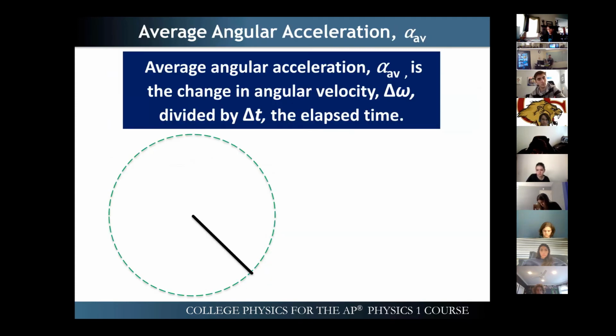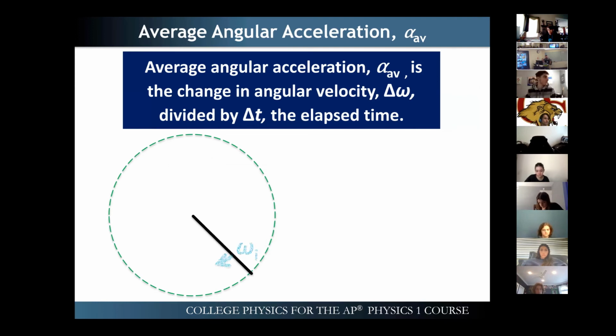All right, let's wrap it up with angular acceleration. So acceleration, when we talk about translational motion, is change in velocity over change in time, right? How much does the velocity change per second? That's why it's meters per second per second. Well, the change in angular velocity is just going to be delta omega, and change in time is just going to be delta t. So the average angular acceleration is just going to be the angular velocity's change over time.